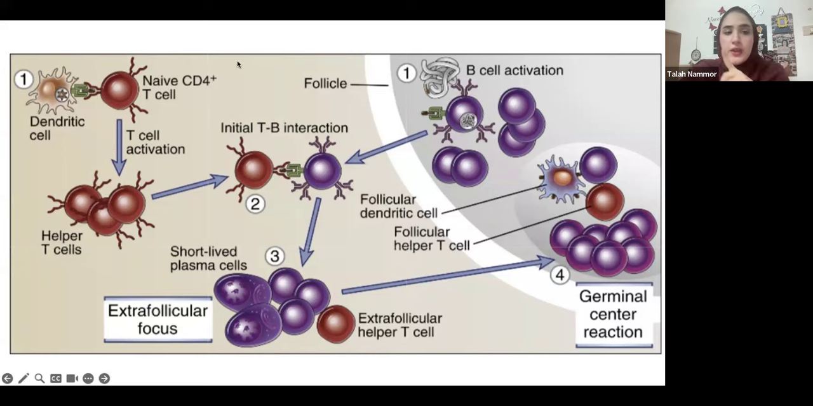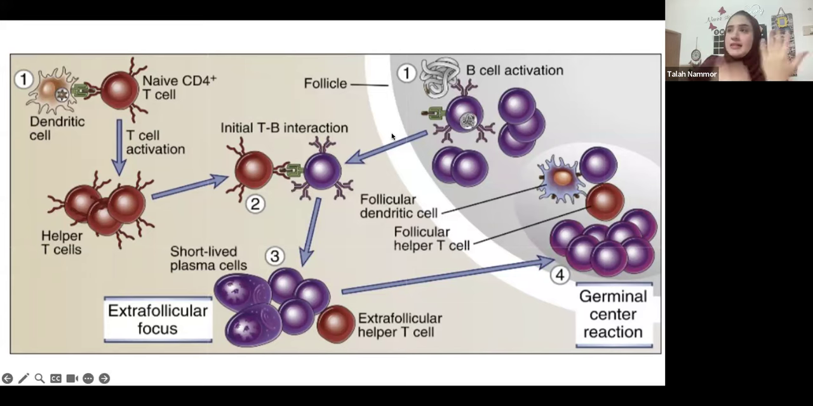All right. So a naive T cell, naive means it's still a baby, it did not grow up, it's still undifferentiated, is going to interact with the dendritic cell. And this is going to cause T cell activation. When we're talking about B and T cell interactions, you have to keep in mind that the most important T cell in this interaction is the helper T cell, right? So after the dendritic cell and the T cell interact, we're going to have T cell activation forming helper T cells, okay?